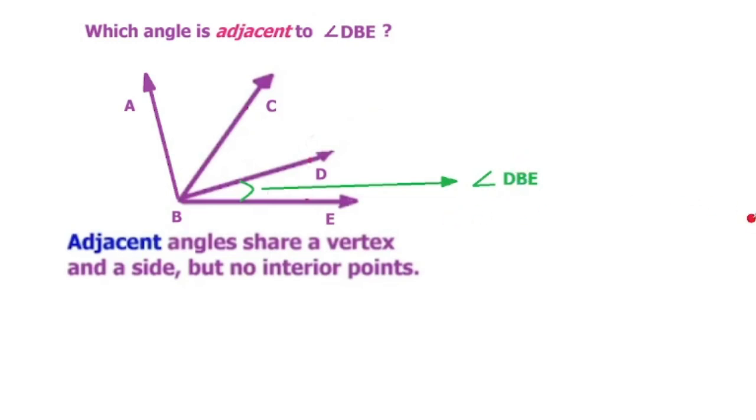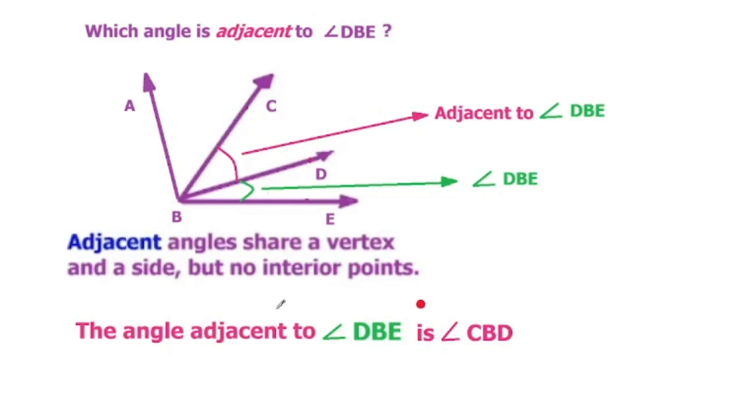So now, like we said, adjacent angles share a vertex and a side, okay? So I would think that this would be the adjacent angle. Let's see. Yes, adjacent to angle DBE. This is the adjacent angle. It shares a side and a vertex. So the angle adjacent to DBE is angle CBD.